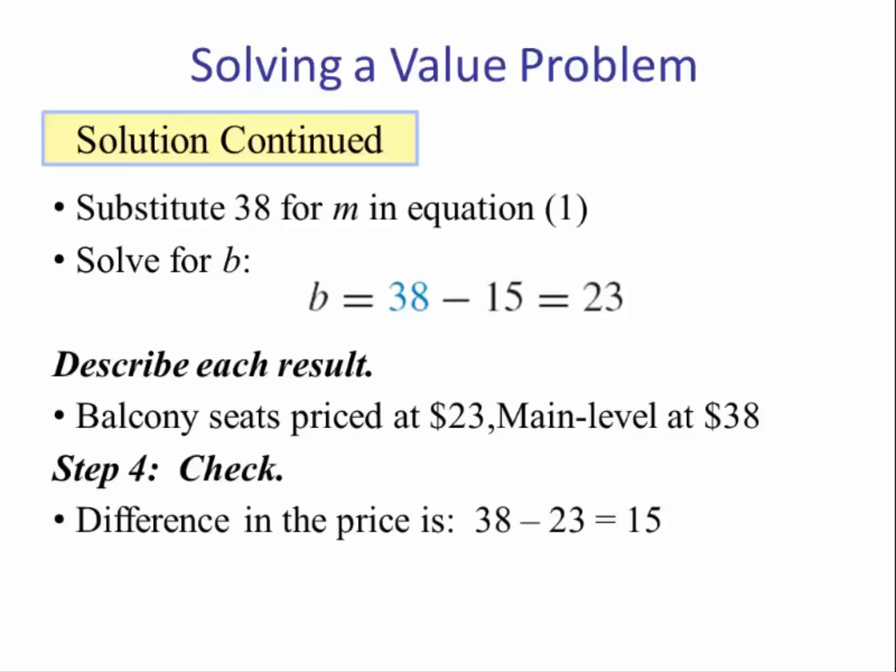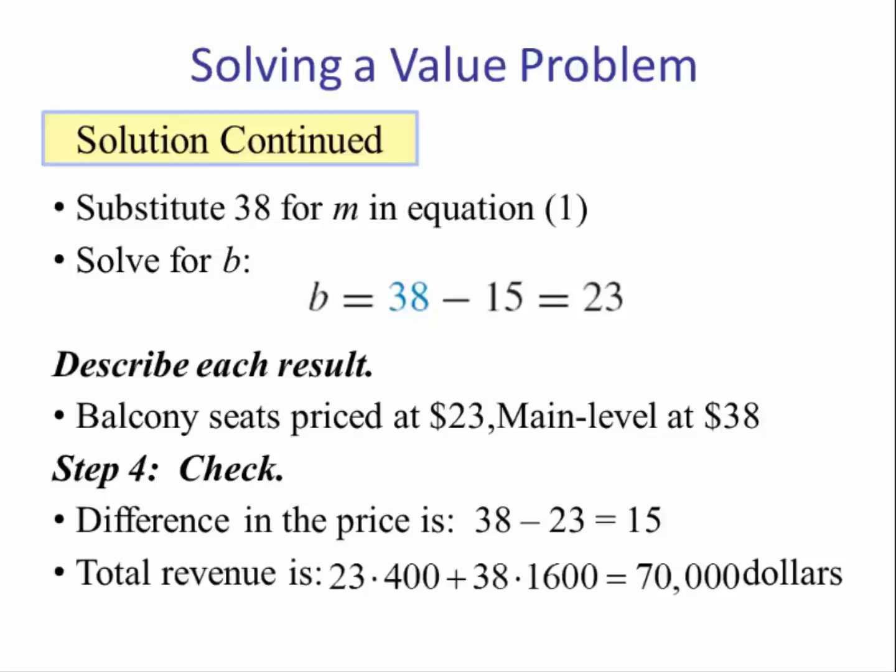Last step, we check. So the difference in the price will be M minus B, and that should be equal to 15, and it is. And the total revenue will be the cost, 23, times the number of tickets for the balcony, which is 400, plus the cost, which we found M to be $38, times the number of main level seats, which is 1,600. These two add up to be 70,000, so it checks.